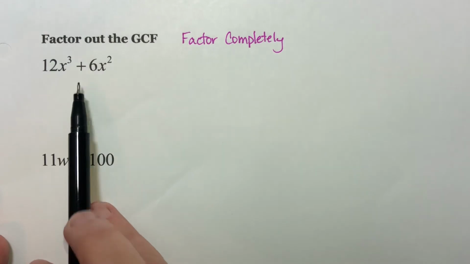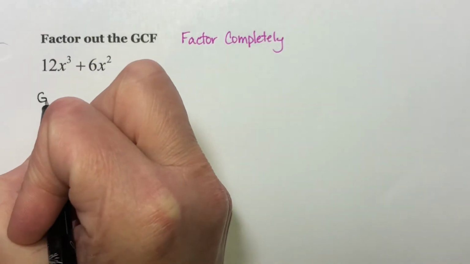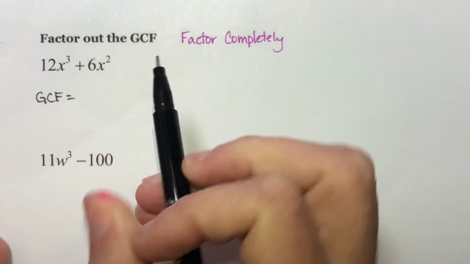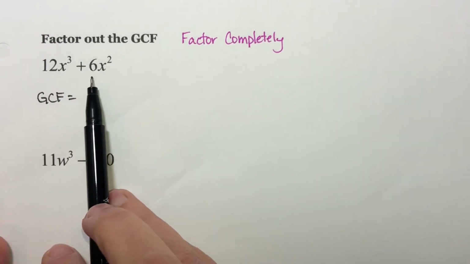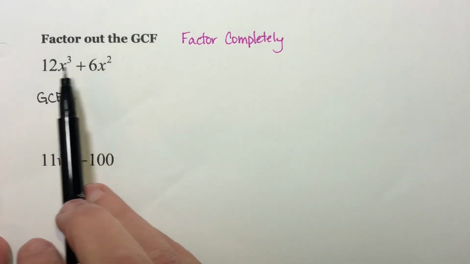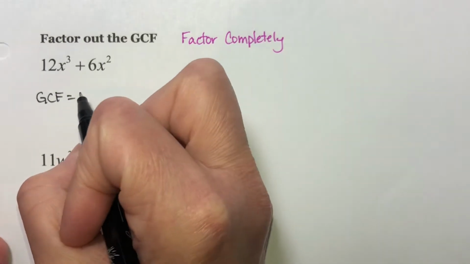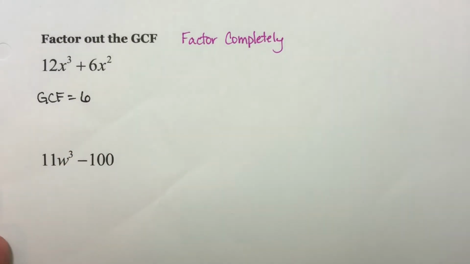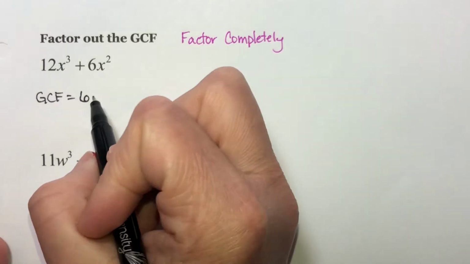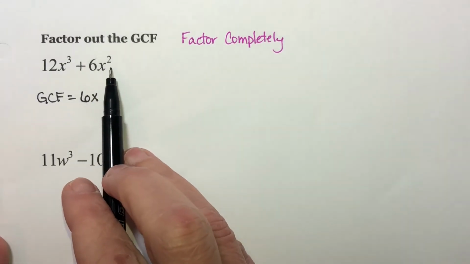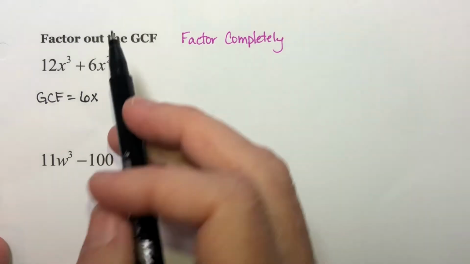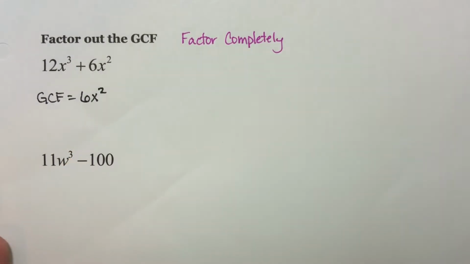Imagine the comma between them. Let's first figure out what our GCF would be. Look at the numbers first, 12 and 6. My GCF cannot be larger than 6. 6 does divide into 12, so I have the 6. I have an x in each one. My smaller variable exponent is the 2, so my GCF is 6x squared.